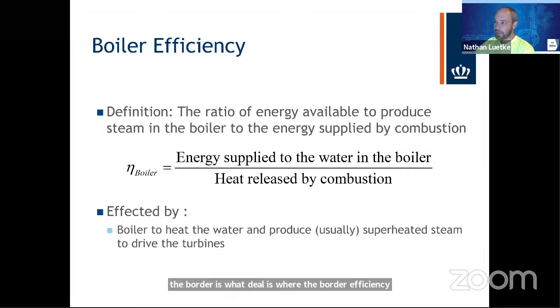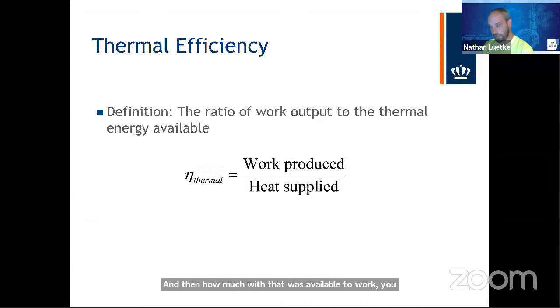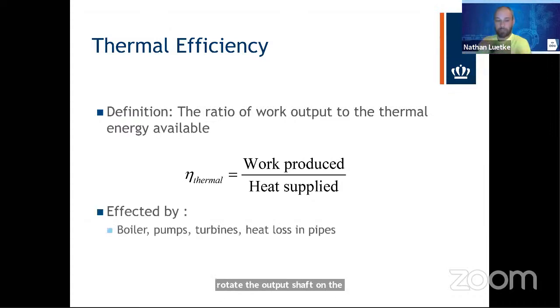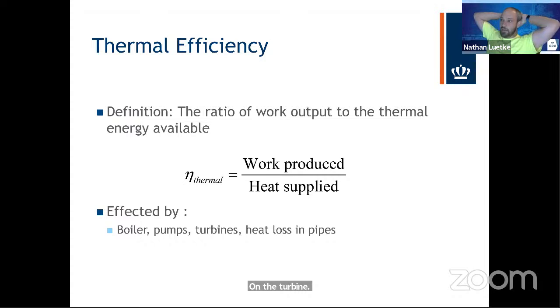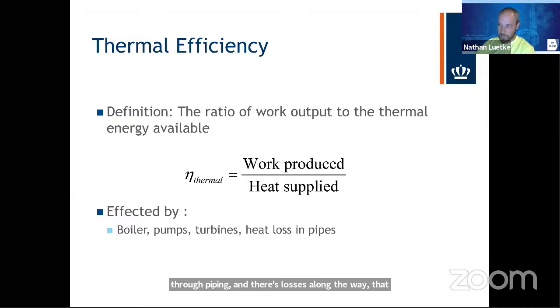Then we want to get that heat and deliver it to the turbine, and see how much we can deliver as available to run the output shaft on a turbine. And that's the thermal efficiency: how much heat was supplied, and then how much was available to deliver work. Not all of that is going to be seen as work on the other end at the generator, but it's available to rotate the output shaft on the turbine. That's affected by a lot of things: the boiler, the pumps, turbines, heat loss in pipes, everything. Because once that energy you supplied gets into the water in the boiler, it still has to get that hot steam to the turbine through piping, and there are losses along the way. That reduces how much you can actually get to the turbine blades.